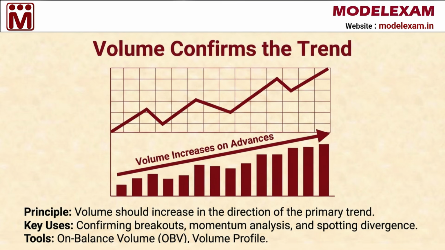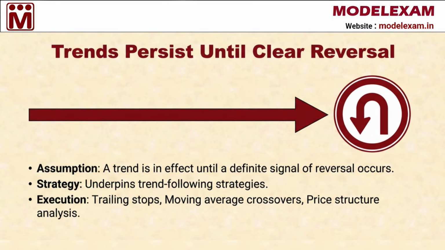As you can see on the graph, when prices go up in an uptrend, the red bars representing volume should also get taller. If prices are going up but volume is low or shrinking, it suggests the trend is weak and might be a false alarm. The sixth and final principle is that trends persist until clear reversal. This is based on the laws of physics. An object in motion stays in motion. We assume a trend is still in effect until we see a definite signal that it has turned around.